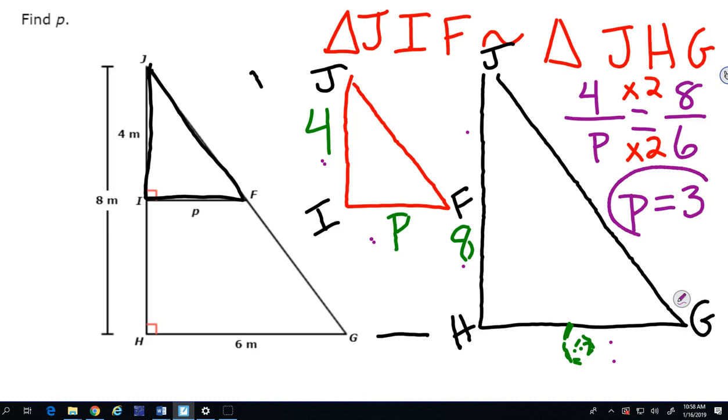All right. Tomorrow we'll go ahead and fill out the second paper that I gave you, and we'll learn more about indirect measurements.